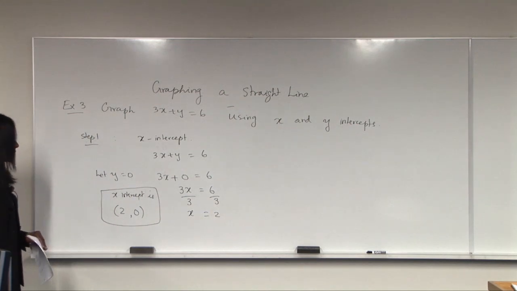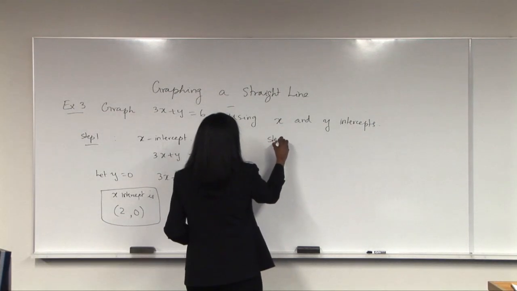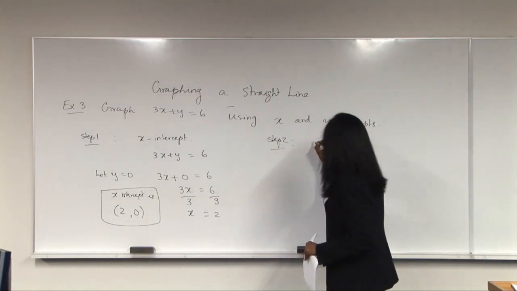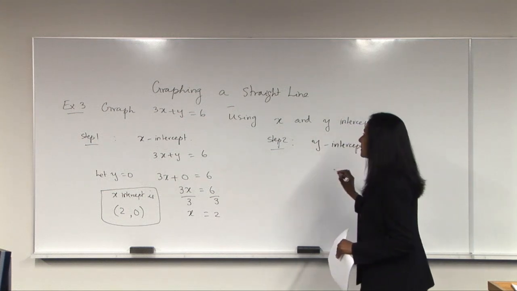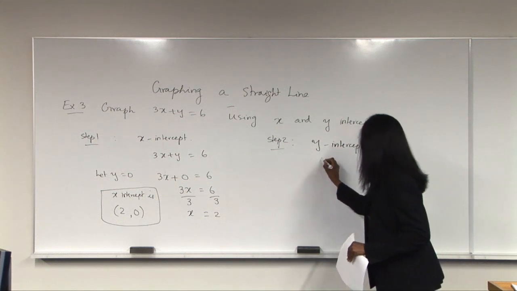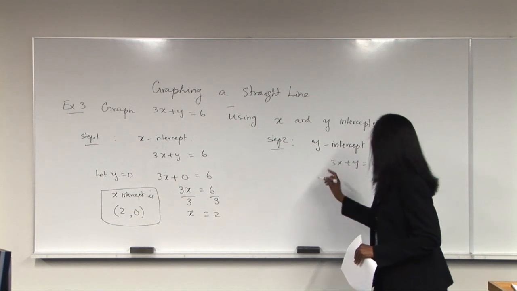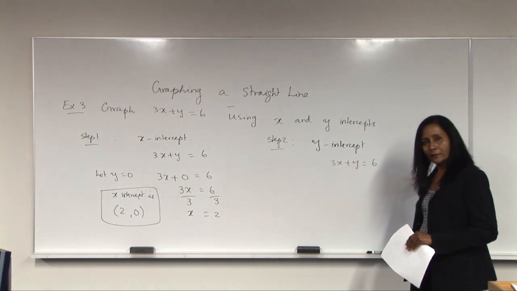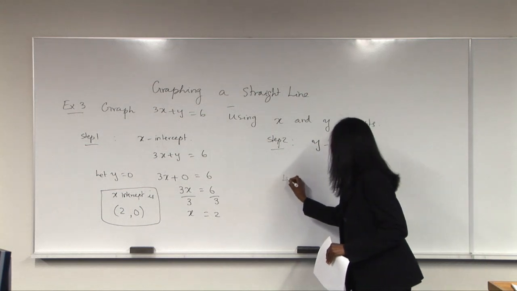Now let's find the y-intercept. So step number 2, we are going to find the y-intercept. So here the equation is 3x plus y is equal to 6. You just saw an example to find the y-intercept. What is your x? X is 0. So we are going to let x be 0.